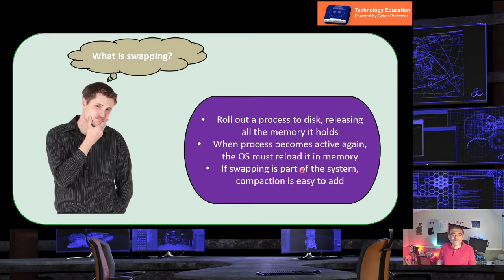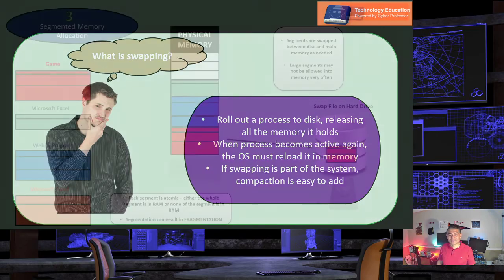So what is swapping? Swapping is the rollout of a process to disk, releasing all the space in physical memory that it holds. So when the process becomes active again, the operating system must reload the job from disk into physical memory. If swapping is part of the system, compaction is easy to add, meaning when swapping is taking place, that is when compaction can take place. That is the right moment for compaction to take place.